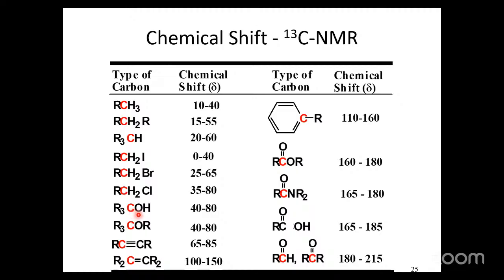Carbon present in alcohols comes between 40 to 80. In ethers, 40 to 80. Alkynes will be a little bit shielded compared to the olefinic carbon. Aromatic carbon 110 to 160. Carbonyl of ester 160 to 180. Carbonyl of amide 165 to 180. Carbonyl of acid 165 to 185. While the carbonyl of aldehydes and ketones will come between 180 to 200 delta.